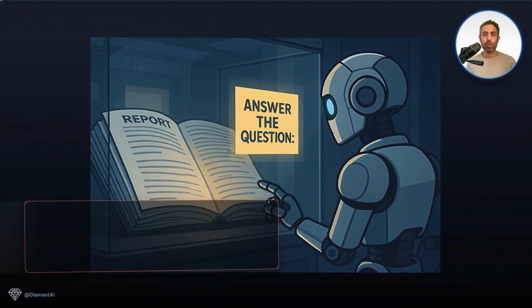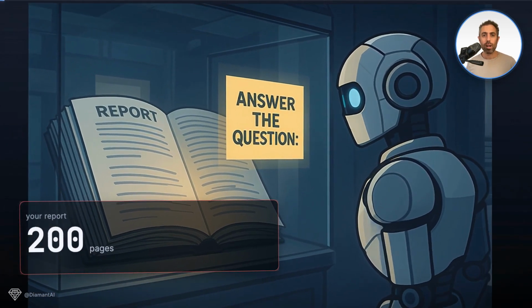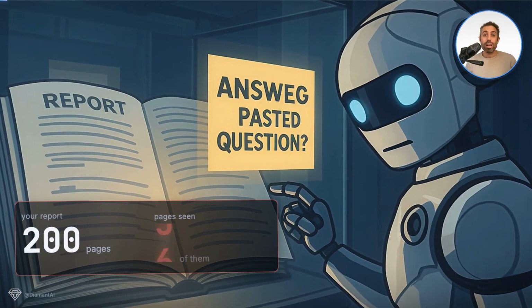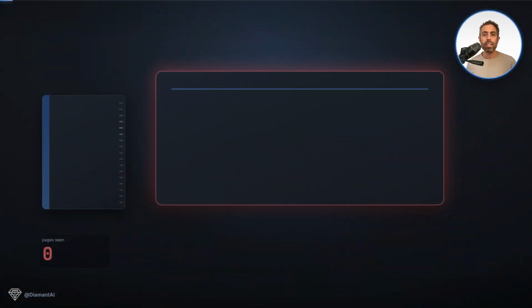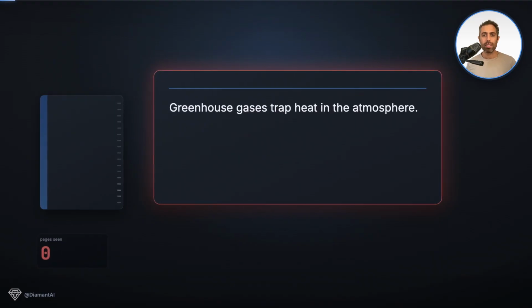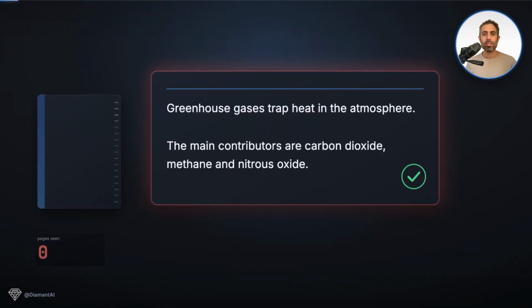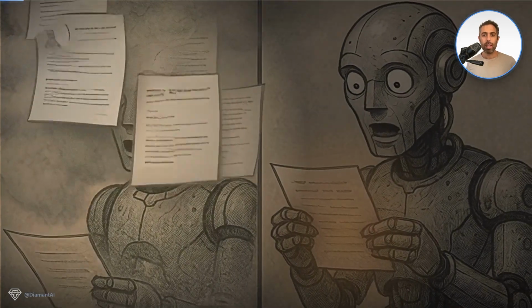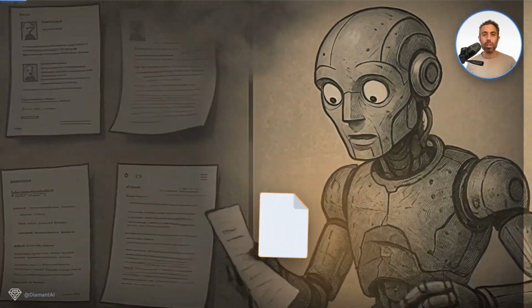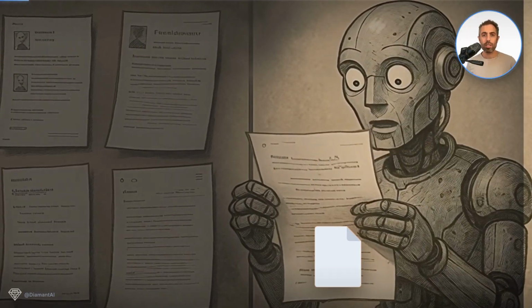So you paste a question about your own 200-page report into a model, and here's the thing. That model has never seen a single page of it. And back comes this clean, confident, textbook answer about greenhouse gases. And it reads well, and it sounds right, and it has nothing to do with your report. So it's answering from memory, and the whole fix is to make it read your documents first, which is what the rest of this is about.